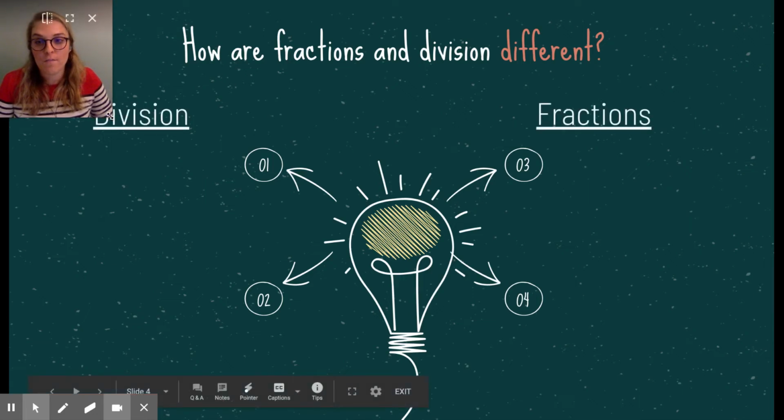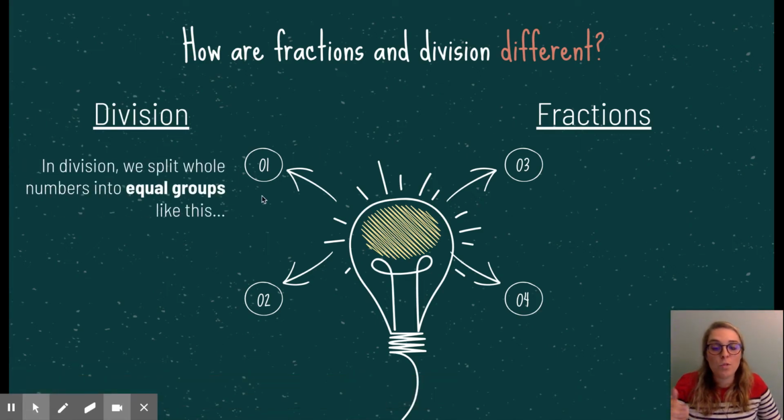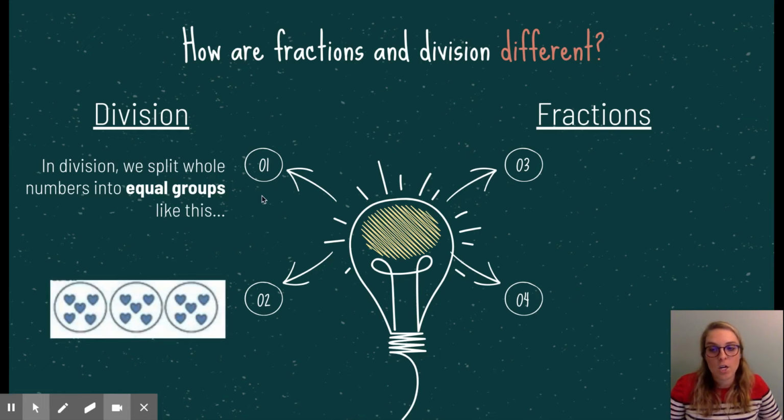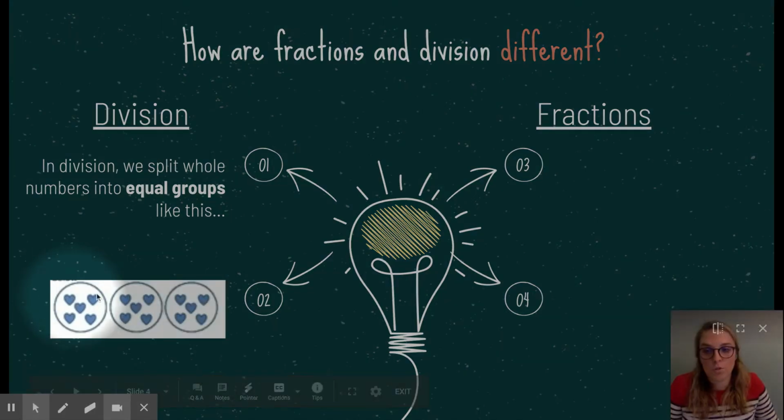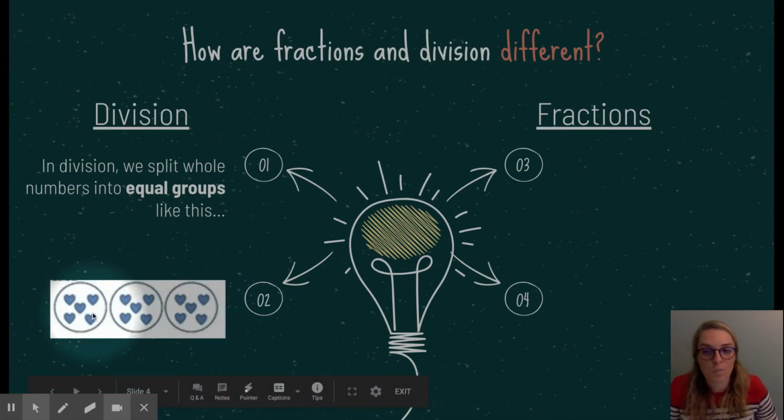Well, in division, we split whole numbers into equal groups like this, right? In this case, we have a whole number of hearts. We could count all of them: 1, 2, 3, 4, 5 hearts. And we know there are 3 groups of 5. 3 times 5: 5, 10, 15. So there are 15 hearts. We split them into 3 groups. There are an equal amount of 5 hearts per group.